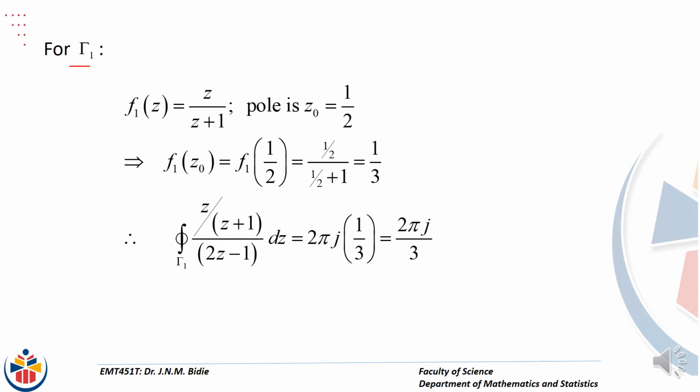For gamma 1, the pole is a half. f1 of z is the numerator, which is z over z plus 1. Then, in order for us to get a solution, we need to substitute z naught, which is that half, into f1. Not the whole function, but just f1. Then we got 1 over 3. And then we'll recall that the answer should be 2 pi j multiplied by f1 of z naught. And we got that answer for gamma 1.